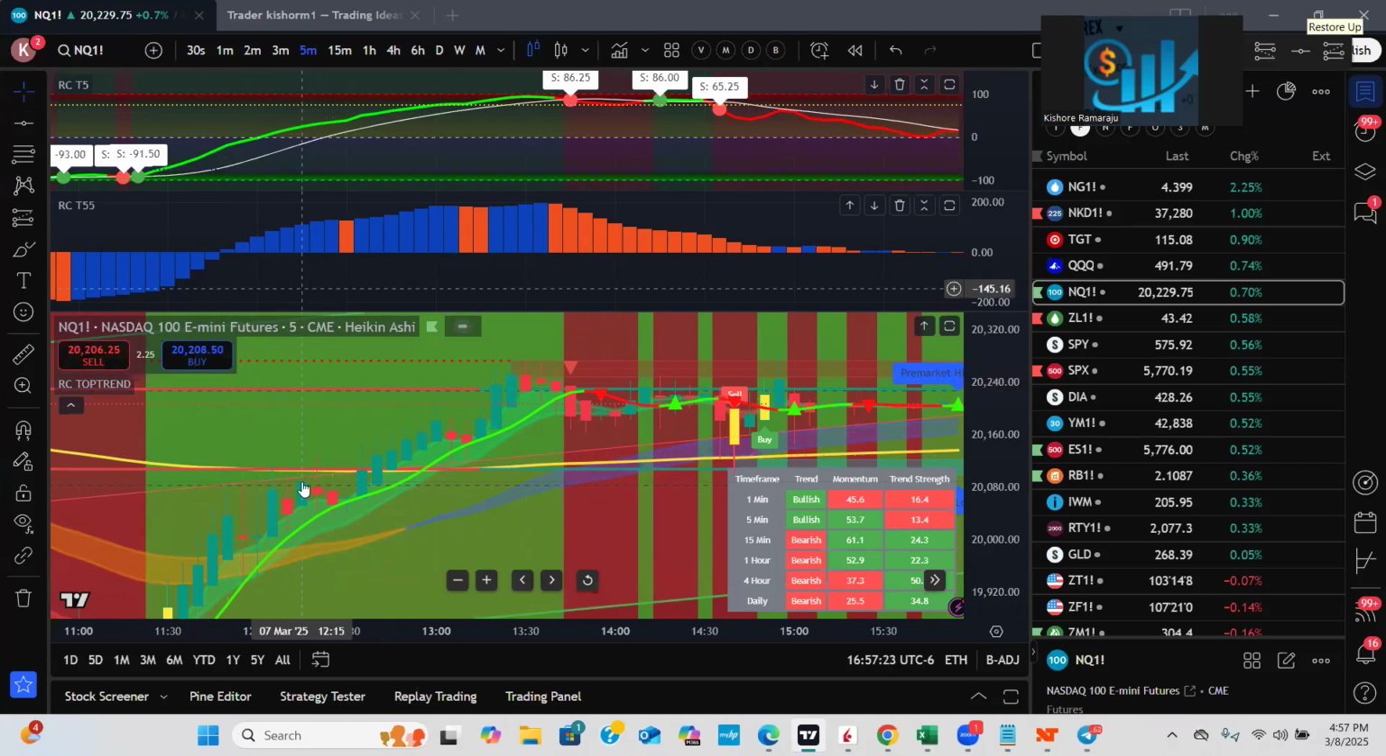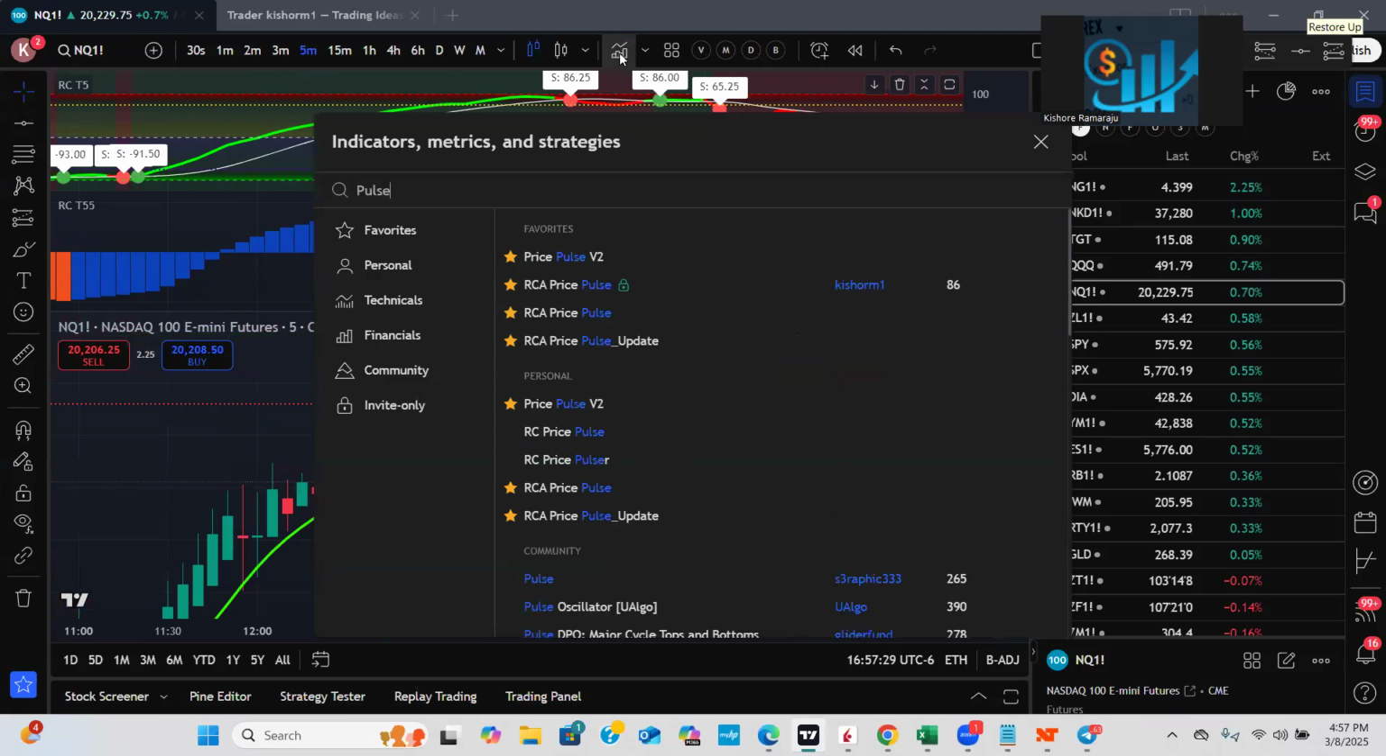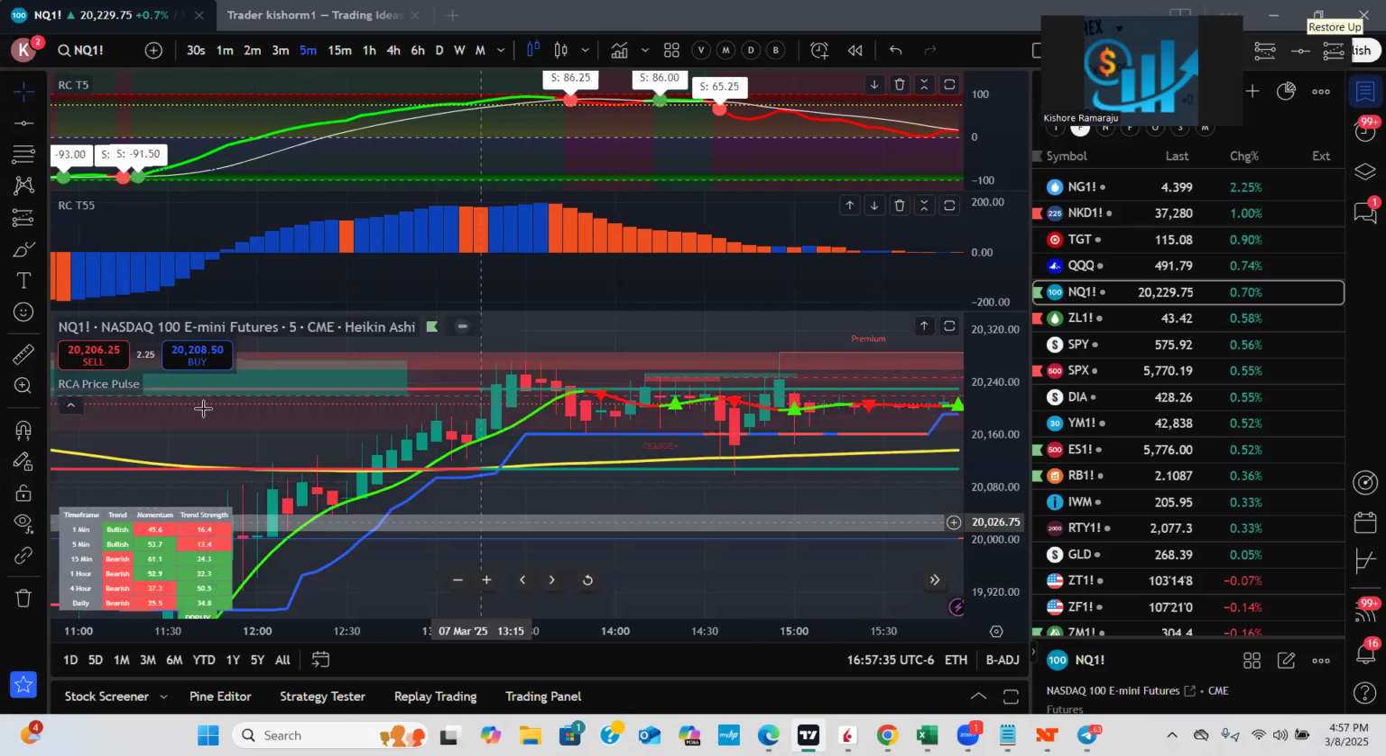Now let me remove this, and then let me go to Price Pulse, which is our number two indicator. You don't need to have Top Trend and Price Pulse together. Either you use Top Trend or you use Price Pulse. These are common supporting indicators, which will help you every time.